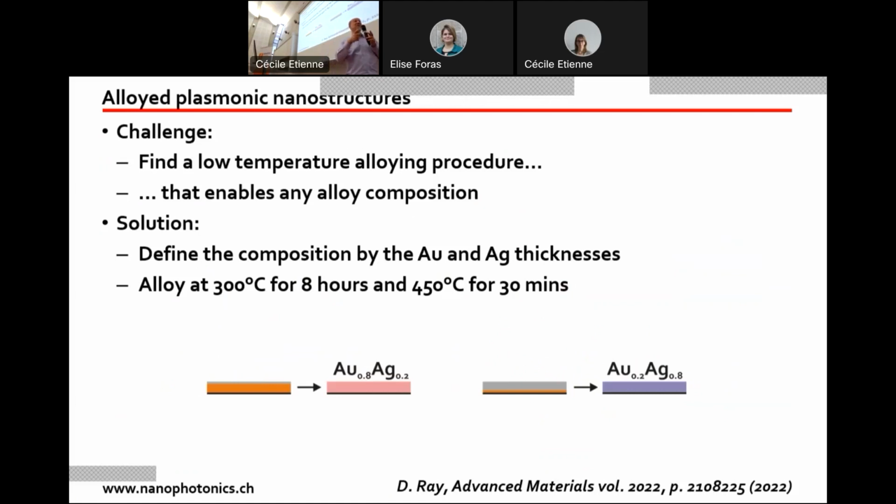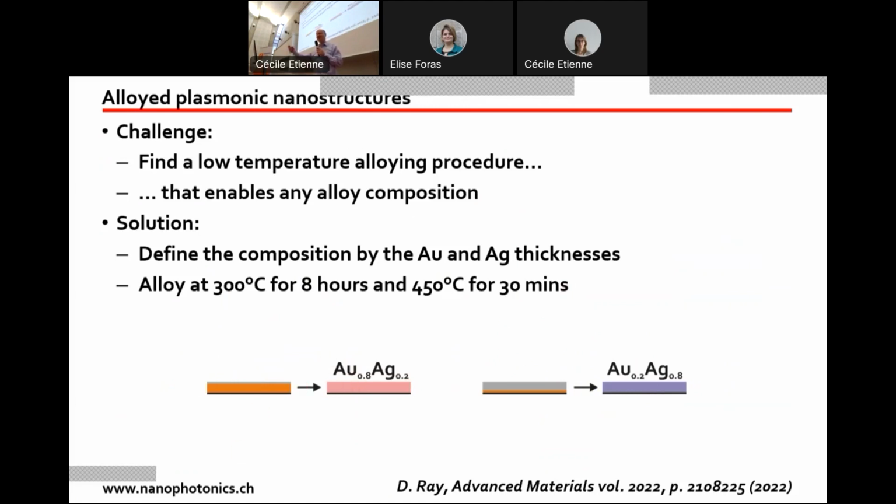Of course, you're going to tell me, yes, but I'm very rich, and in my clean room, I have targets for the evaporator, which are all possible alloy compositions. And of course, this is possible. You can do that. But these targets are very expensive. They last for years. And that's really not very optimal in terms of costs. But that would be, of course, an alternative, to directly evaporate the right stoichiometry.